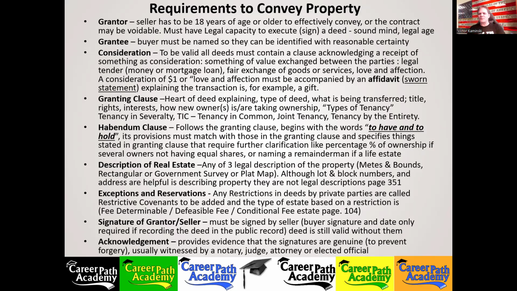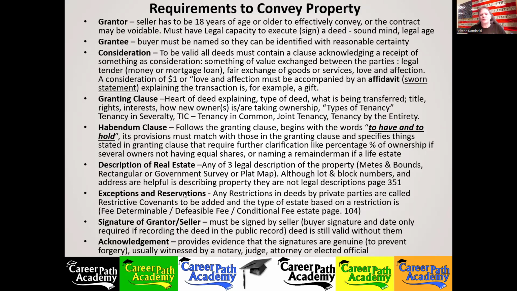See, now all these things that we've learned throughout this book, we're putting together in the final deed and the transfer of that ownership. And then the description of the real estate. We learned about the three legal forms of descriptions of land in this chapter: the metes and bounds, the rectangular or government survey, which we do not use here in New Jersey, or a plat map, which is a map of a subdivision recorded in the county where the land is located. So although lot and block numbers and addresses are helpful in describing the property, they are not considered legal descriptions, and you need to know that for the exam.